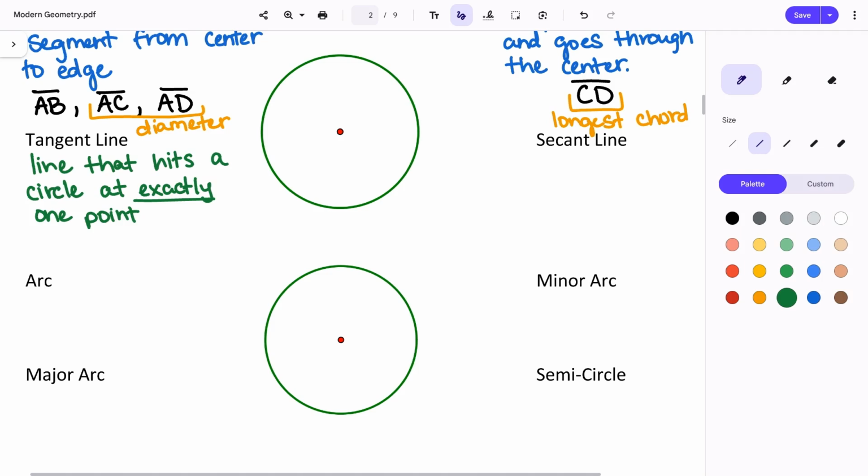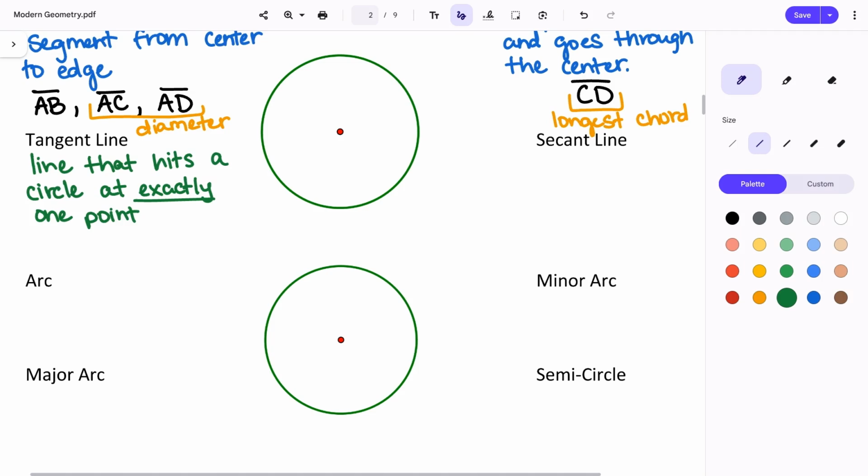Think about if you had a basketball. I know a basketball's not a true circle, it's a sphere. But if I lay the basketball down on the gym floor and just let it sit there, where the floor hits the basketball, that's a point of tangency because it hits it at one point on the outside of the shape. So that's kind of what we're talking about here.